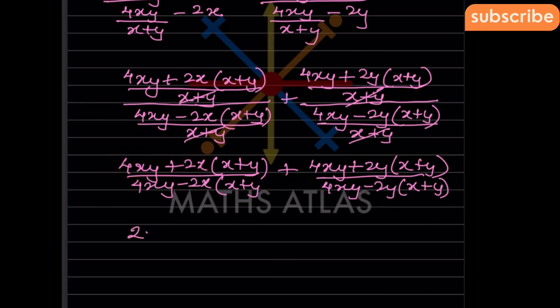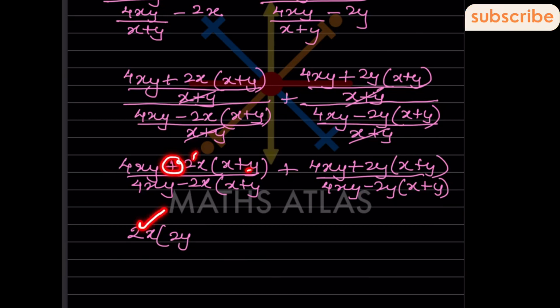So we'll do here 2x into, so what will remain from this one? 2x is gone, that is the common here. So what remains here is just 2y. Now this plus sign will be as it is. Now 2x is already here. So what remains in this bracket will be x plus y. So here will be x plus y.